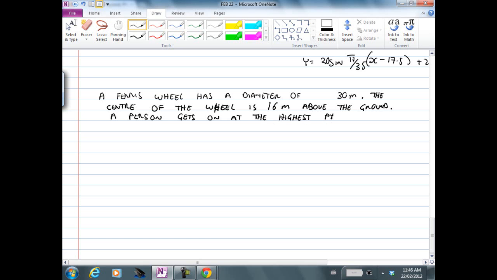Okay. Create, sorry. I just take a Ferris wheel and build some ladders. Create a sinusoidal equation. Again, there's that word sinusoidal. If you just give me one equation, you know you're going to lose marks. Create a sinusoidal equation.